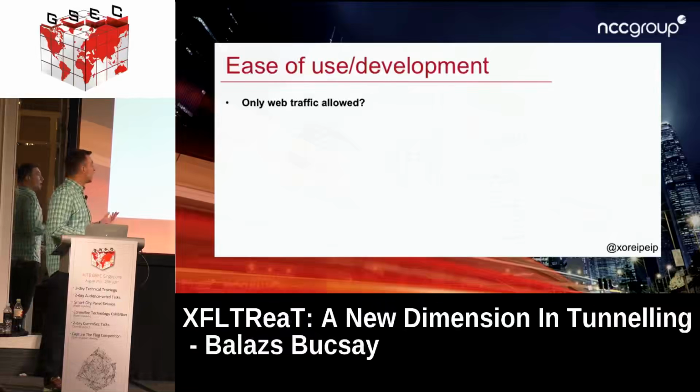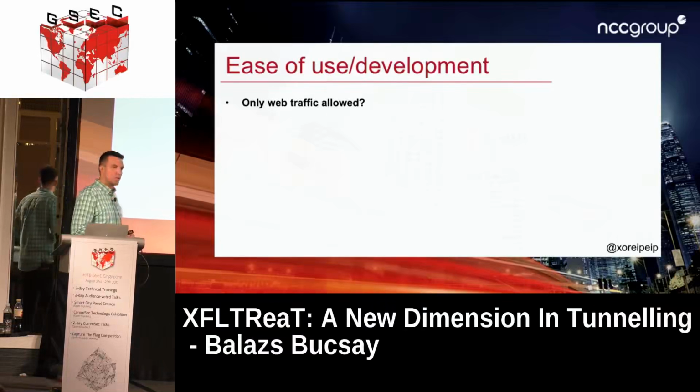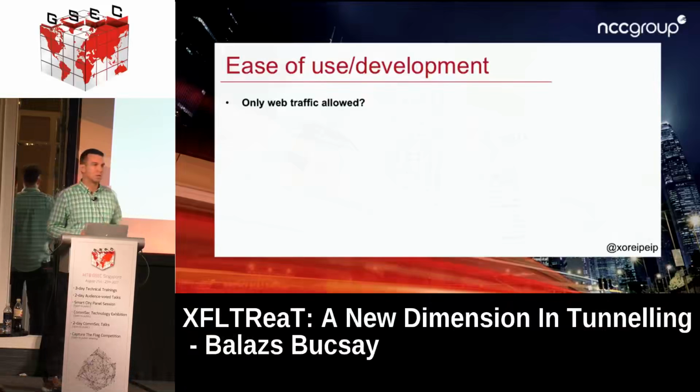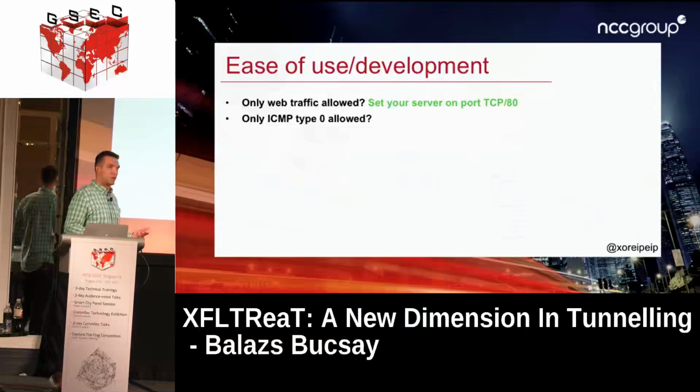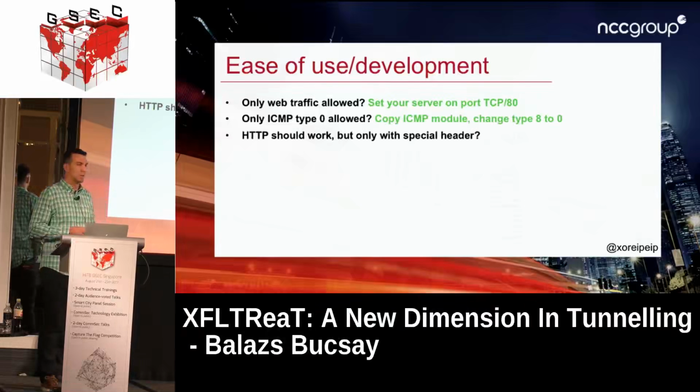And again, a few examples. If you have a network where only web HTTP is allowed, port 80, then you just set up the tool on port 80 and you can do tunneling. If ICMP ping request is denied somehow, but the reply is allowed on your network, then you change the ICMP type 8 to 0, and you can do that.